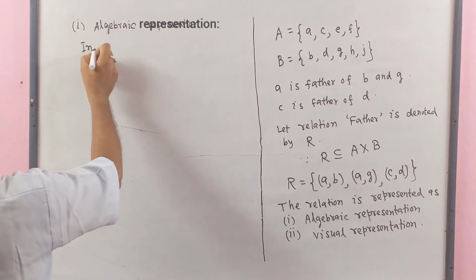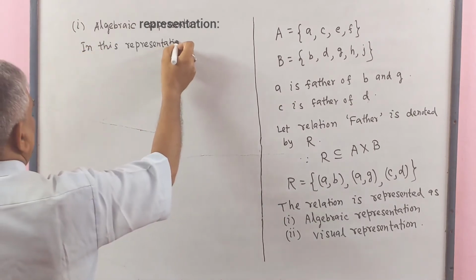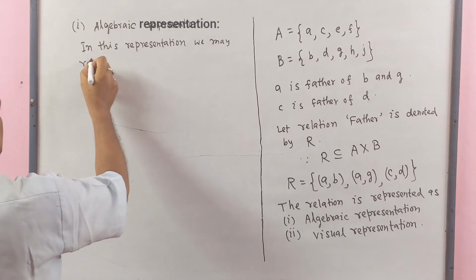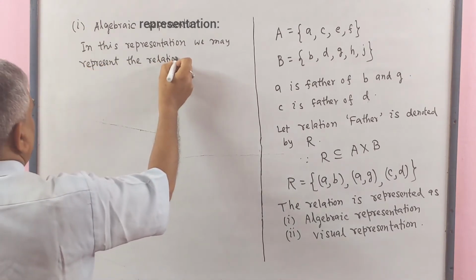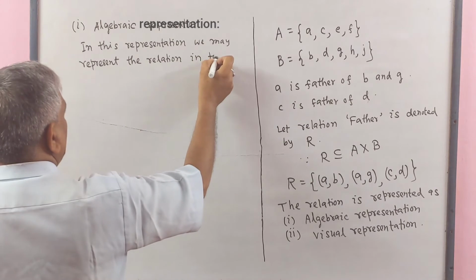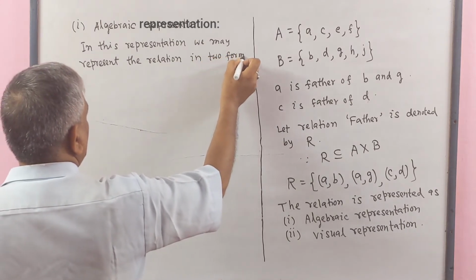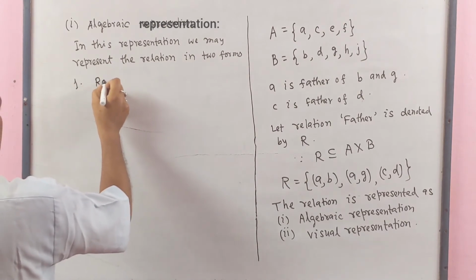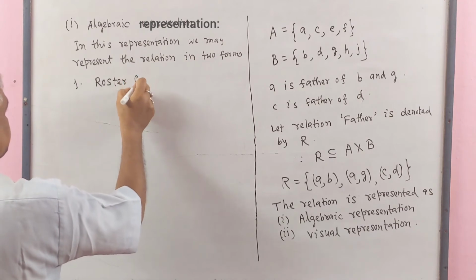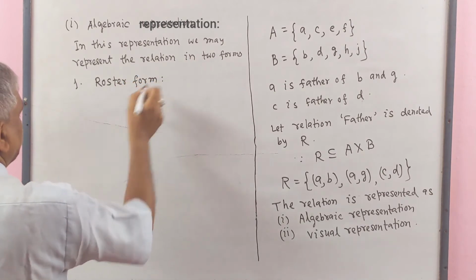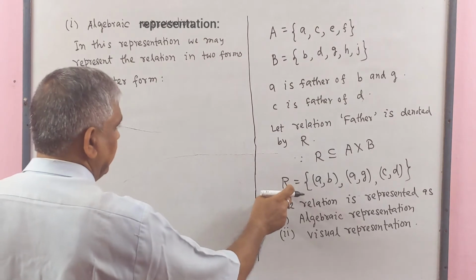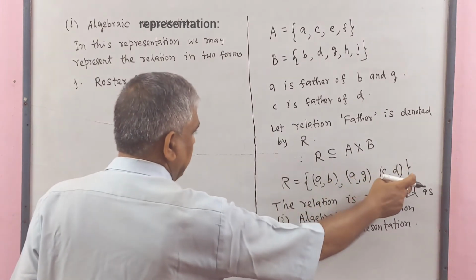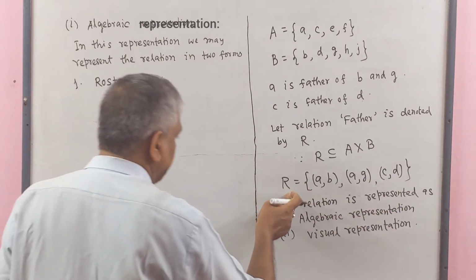In this representation, we may represent the relation in two forms. Number 1, roster form. This is the relation. Relation is father. This representation is in roster form.